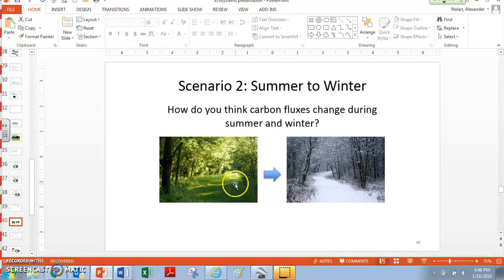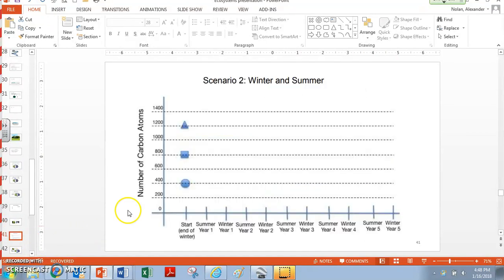Is it going to have a positive net flux or a negative net flux? And then the same question for this forest during the winter. During the winter, is it going to have an overall positive net flux or a negative net flux? So we can start thinking about how we are supposed to graph this.